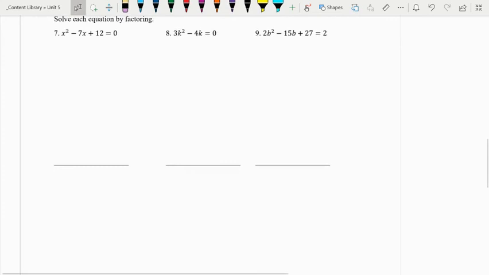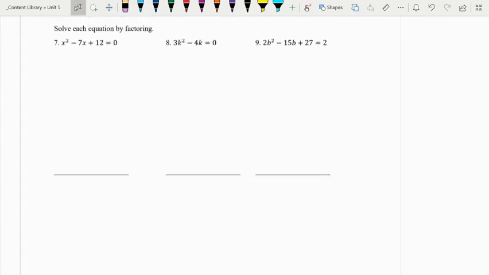The last 3 questions focus on solving. So that means we're going to take that extra step after we factor to tell me what x has to be. So number 7, 3 terms means we are t-charting.